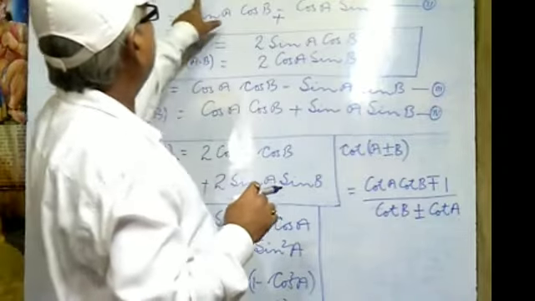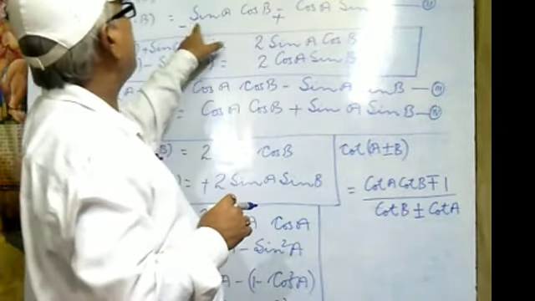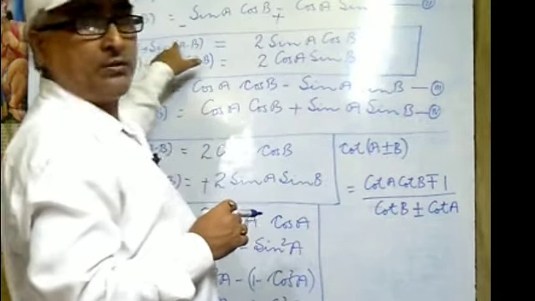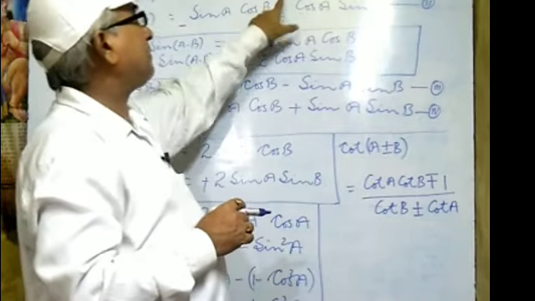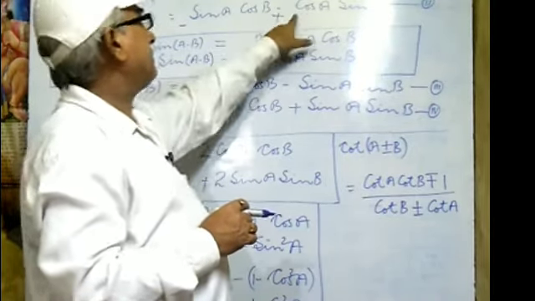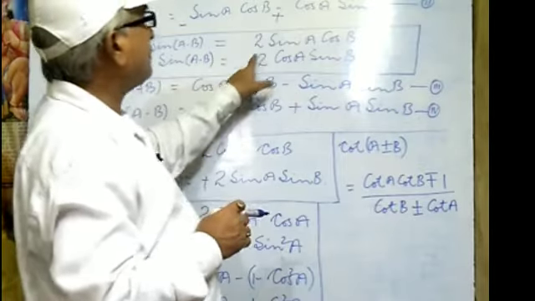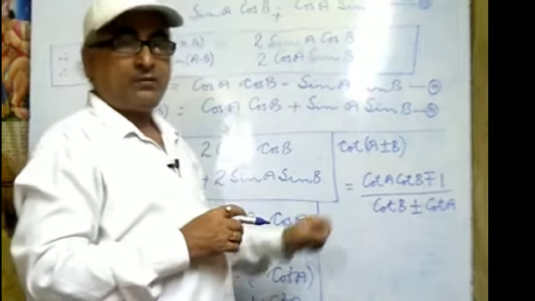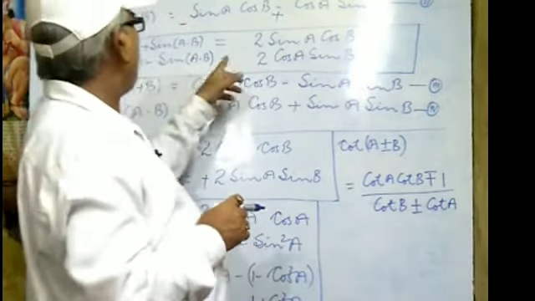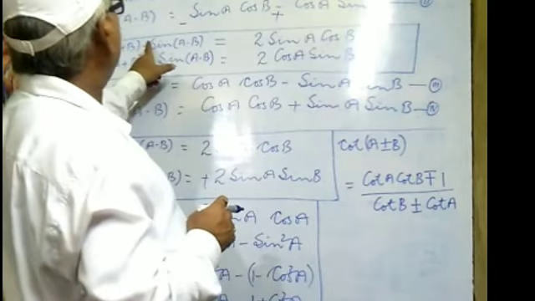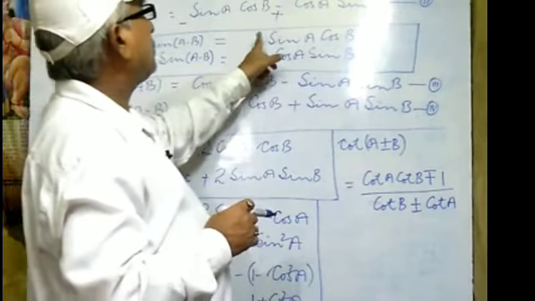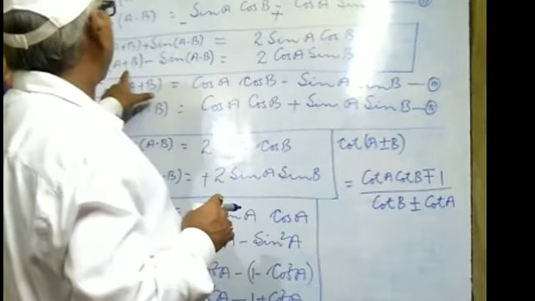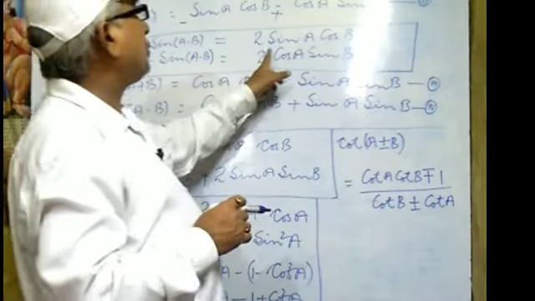See here, sin A cos B same thing plus and sin A cos B same thing minus, because subtraction is going on, so both the terms are cancelled. What is remaining here is plus cos A sin B twice, so 2 times cos A sin B. In this way, we have proved that sin(A plus B) plus sin(A minus B) equals 2 sin A cos B. Similarly, sin(A plus B) minus sin(A minus B) equals 2 cos A sin B.